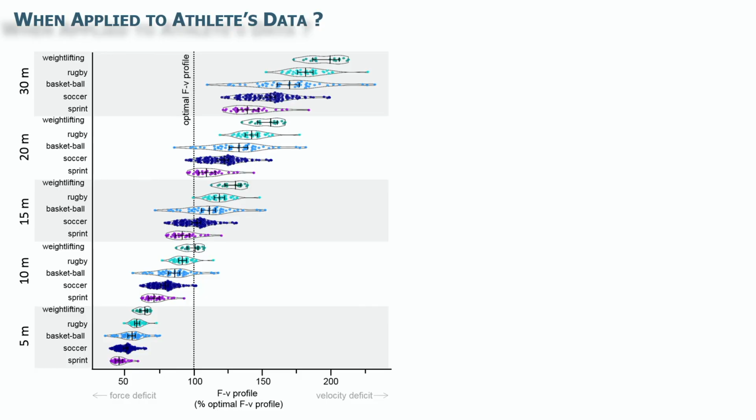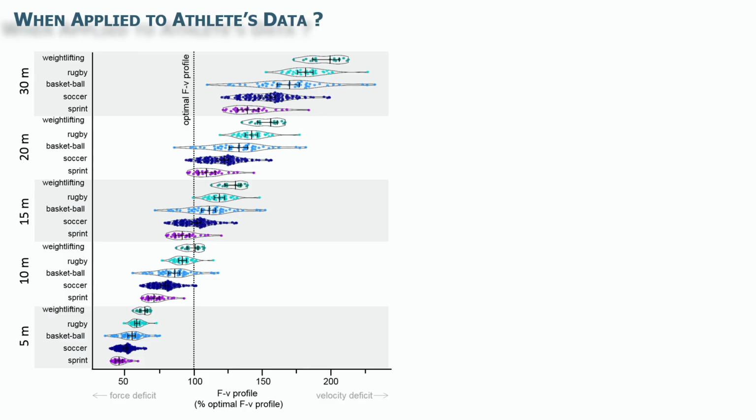Another way to represent that is this graphic, with the different distances and the different sports and the distribution of the force-velocity profile compared to the optimal one for these different sports. Maybe not so easy to understand. So here the dashed line represents the optimal profile. When the athletes are on this side, they present a velocity deficit, and on this side they present a force deficit compared to the optimal profile.